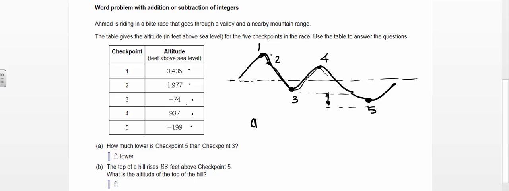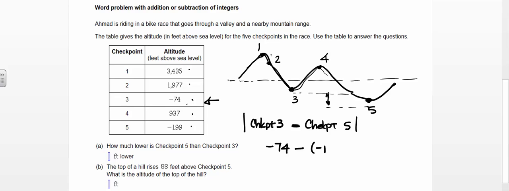So we take checkpoint 3 minus checkpoint 5, the altitudes. And then since we're only looking at the absolute distance, we can take the absolute value of the difference. Okay, so I'm going to take negative 74, which is checkpoint 3's altitude, and I'm going to subtract, right? And checkpoint 5's is a negative 199.